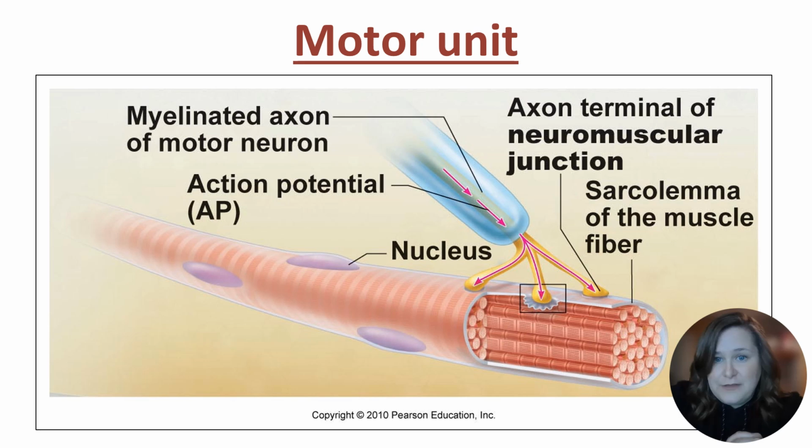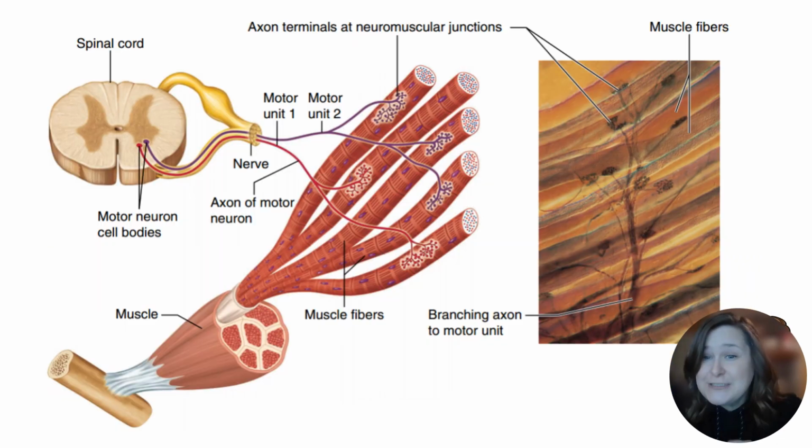Here's another view of this, just so that you're able to see. Here's our axon coming in, and then the axon terminal, which we call the neuromuscular junction, is coming right down onto that sarcolemma of the muscle cell there. Here's another view. We have a microscopic image of these axons branching and syncing up with these muscle fibers.